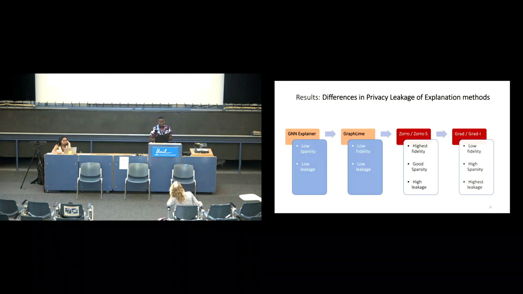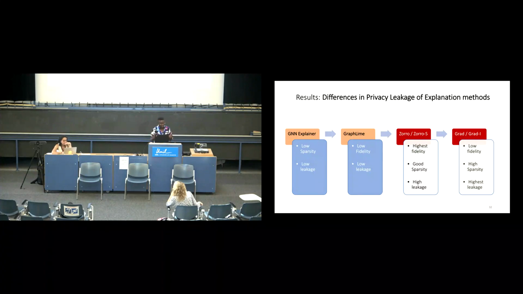All right. So what then are the differences between the privacy leakage of all of these explanation methods? What we figured out is that GNN Explainer, I'm sure if you're in graphs, you know this big name, GNN Explainer, has low sparsity. Low sparsity means there are no distinguishing factors between the features and the explanation. Therefore, you cannot extract as much information. And the same thing with GraphLime. It's not so faithful to the model.